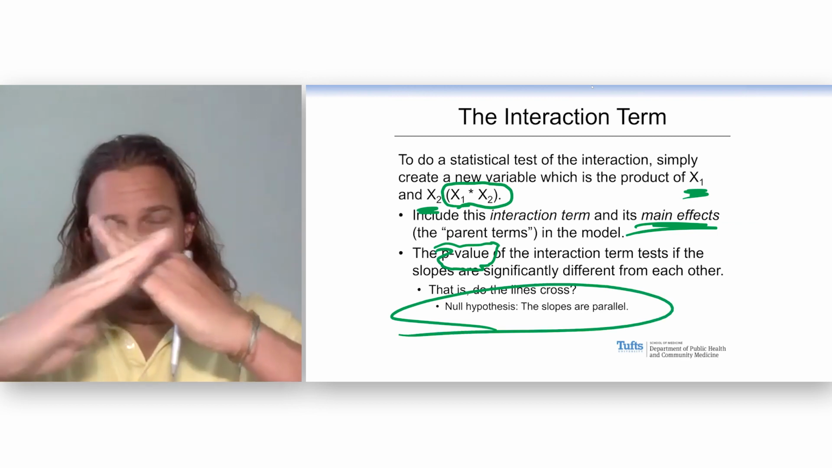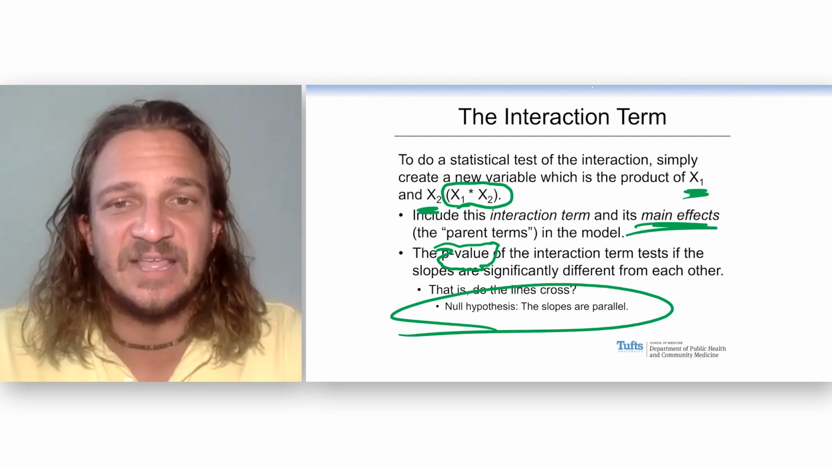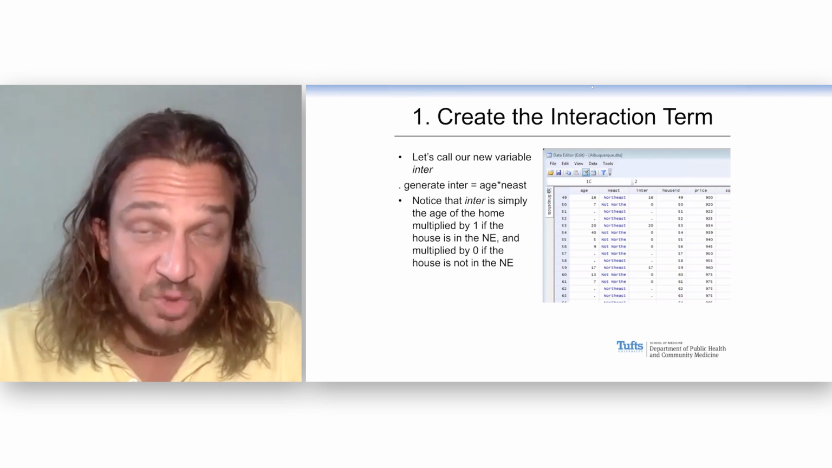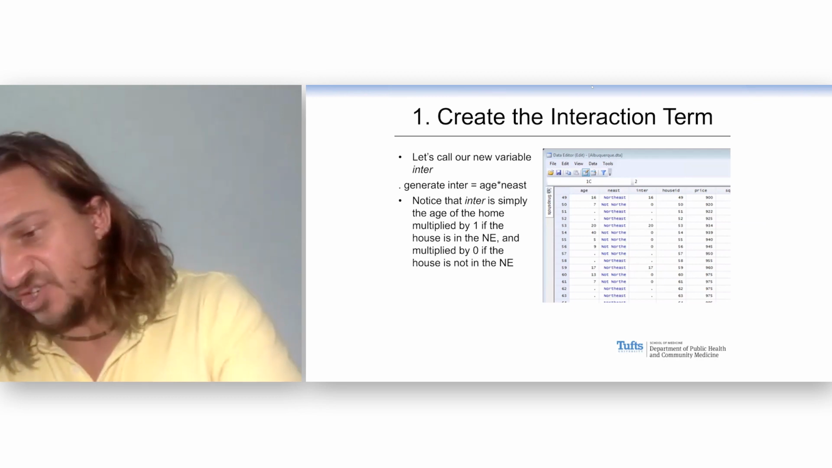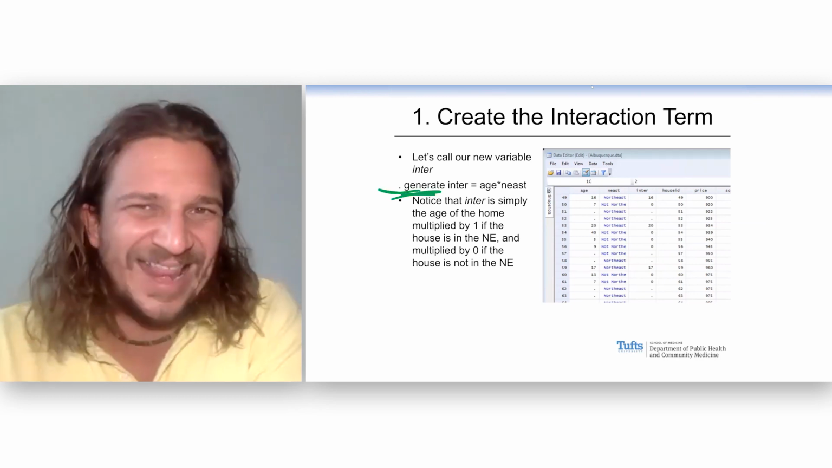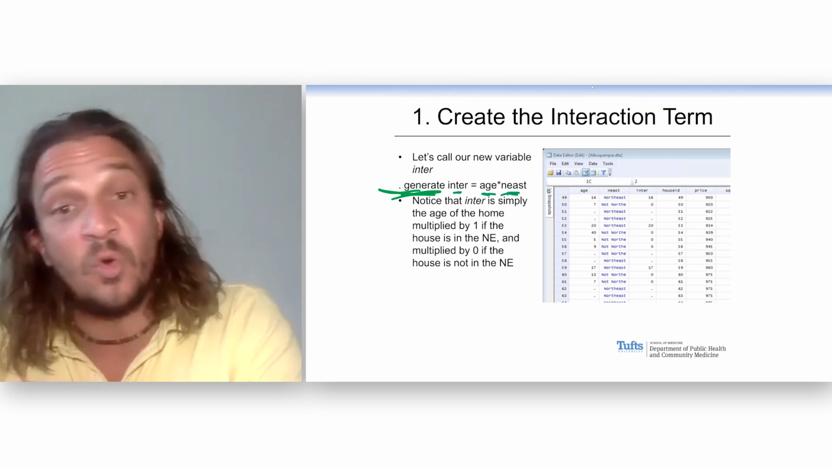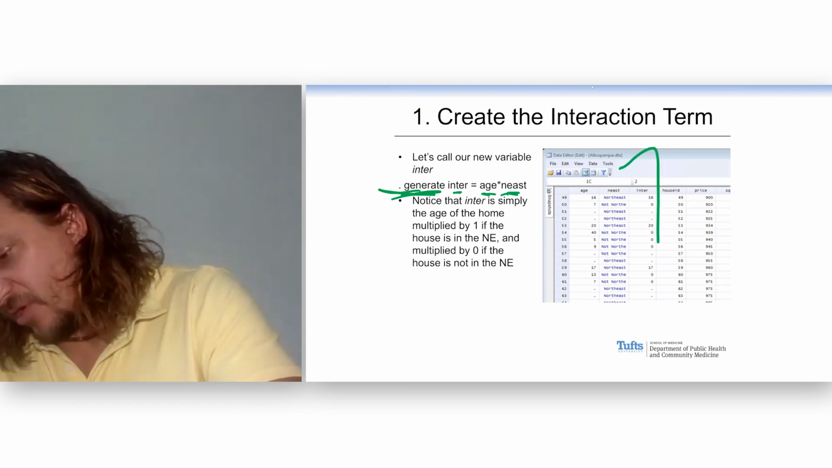And this is going to allow the model to maybe go like this and see if they cross. Here's how you make the interaction term. You make a new variable. In Stata, you would say generate. I'm going to call it inter. So generate interaction is age times northeast. So here is my new variable.